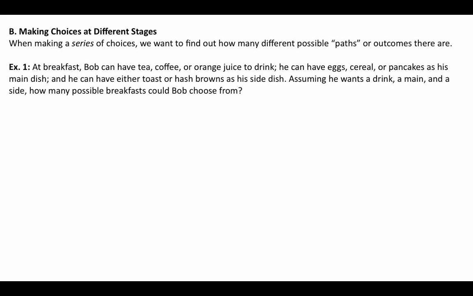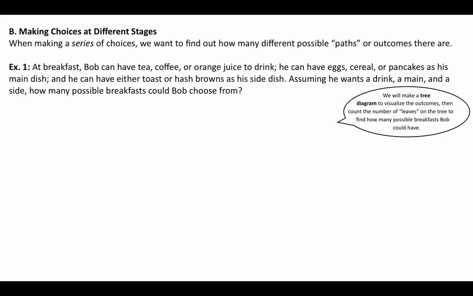We're going to set it up and look at it in terms of stages. If we make a tree diagram to visualize all the outcomes, this is one of the organized counting strategies that we can create. Once we've created the tree diagram, if we count the number of leaves at the end of the tree, the number of final values at the end, that tells us how many paths or outcomes there were that he could have had. So we know that he wants to start with a drink, then follow that with a main, and then he's going to choose his side.